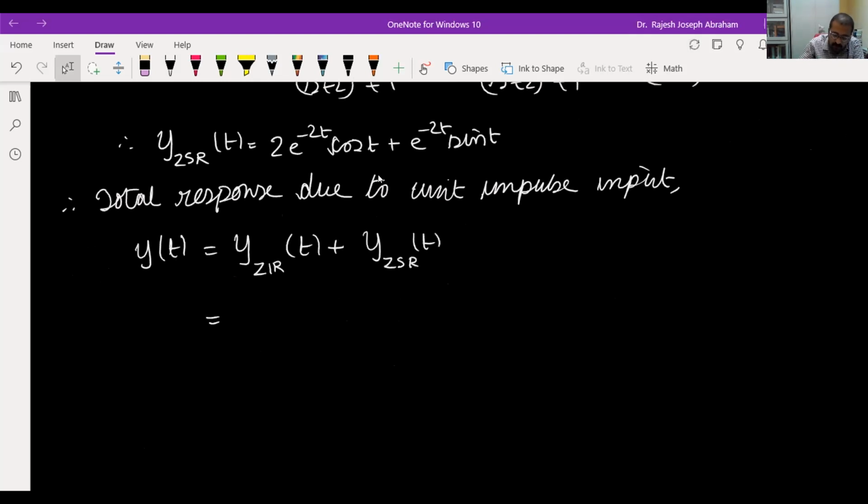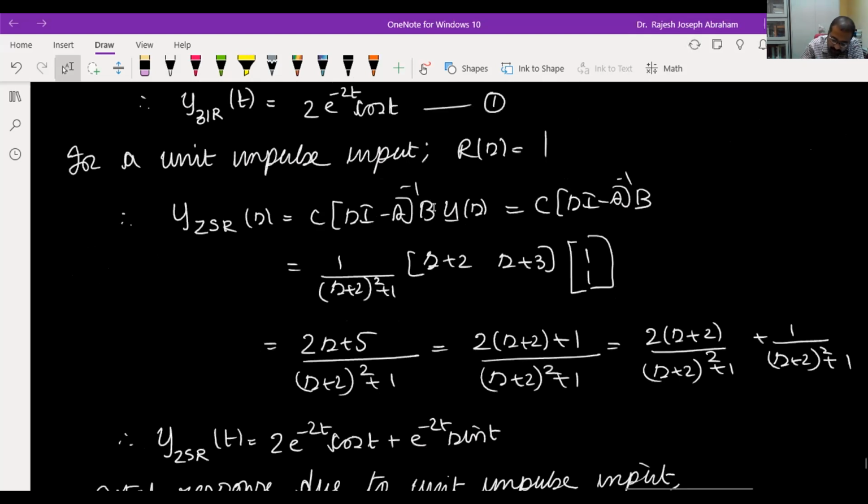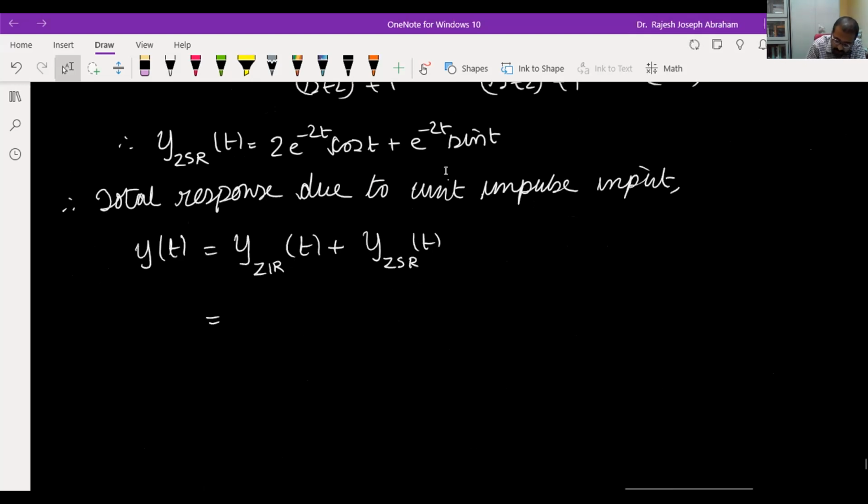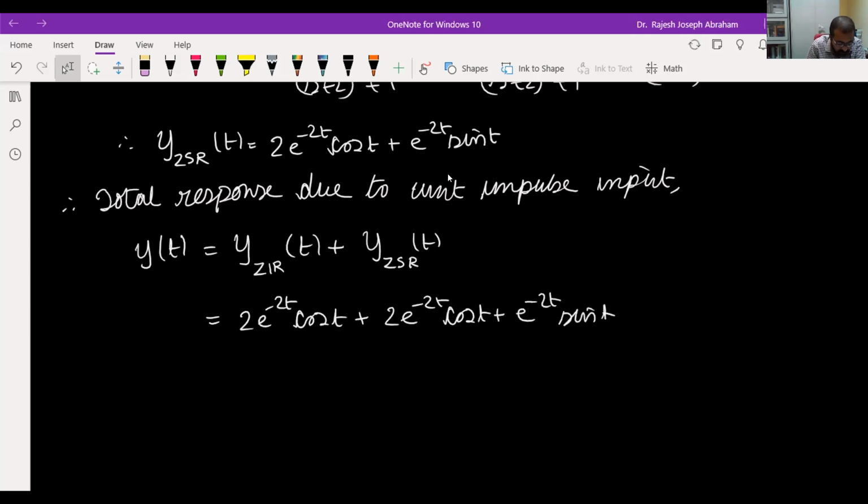So that means what is y? y is 2 e raised to minus 2t cos t, plus 2 e raised to minus 2t cos t plus e raised to minus 2t sin t. Or that becomes 4 e raised to minus 2t cos t plus e raised to minus 2t sin t.